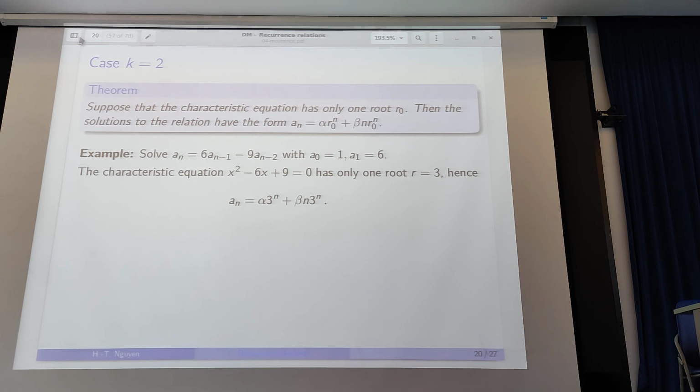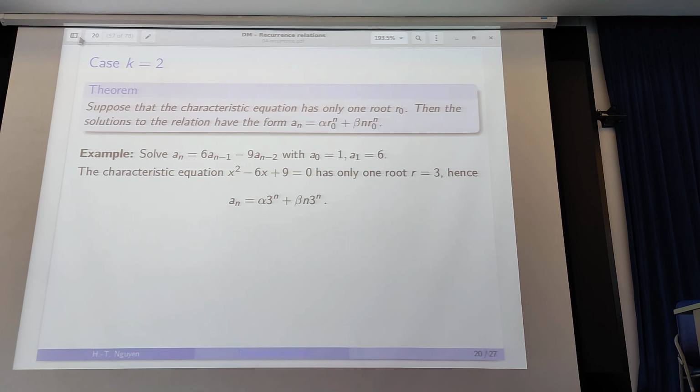So now you can try to write out. So for n equal to 0, what do we have? For n equal to 0, the second term, because there is a factor n here, is 0. So in this case, it's actually simpler. So if n is 0, then the term corresponding to beta will disappear, and you have a0 is equal to alpha, and then a1 is equal to 3 alpha plus 3 beta.